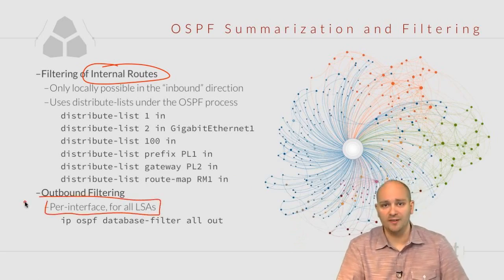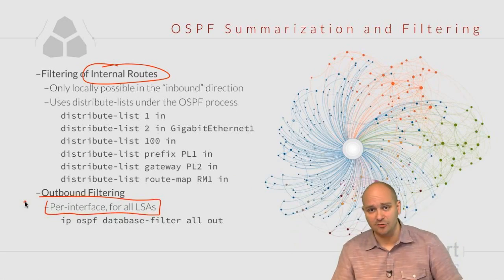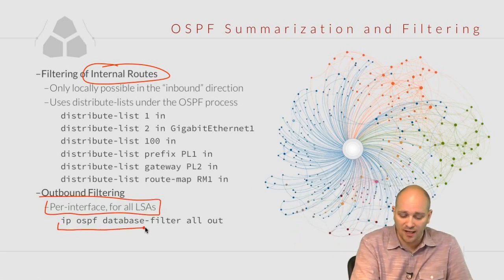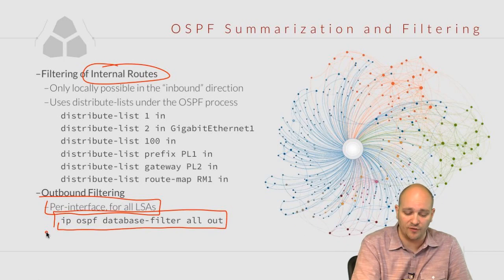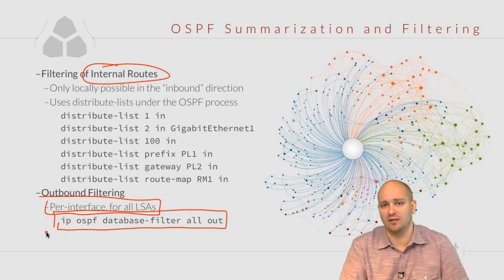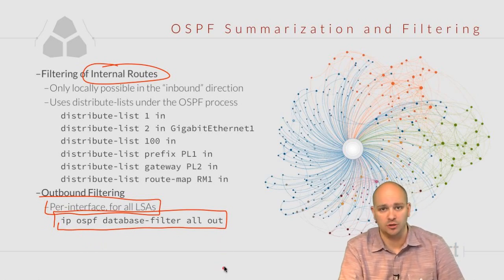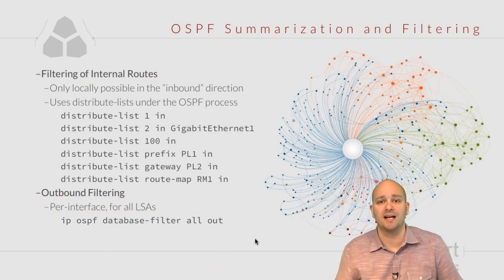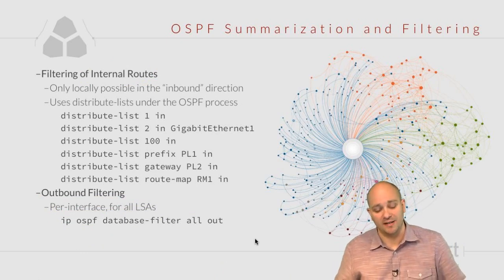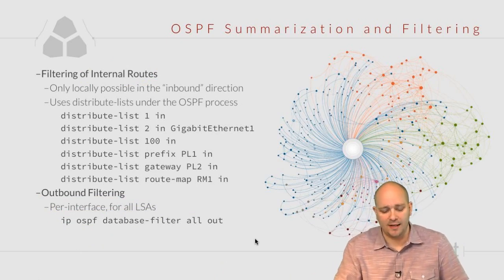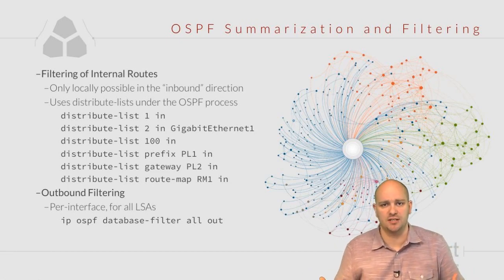The only way to filter the LSAs as they are being advertised to other neighbors is to tell our router that on this interface we don't actually want to advertise any LSAs. And the command to do that under the interface will be ip ospf database-filter all out. That is simply going to stop advertising any LSAs out of this interface. And the purpose of this command is to make maintenance and changes in the network simpler.